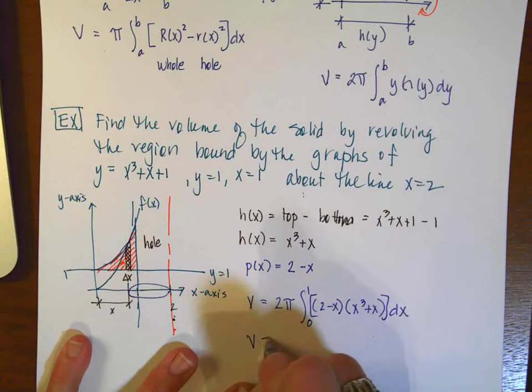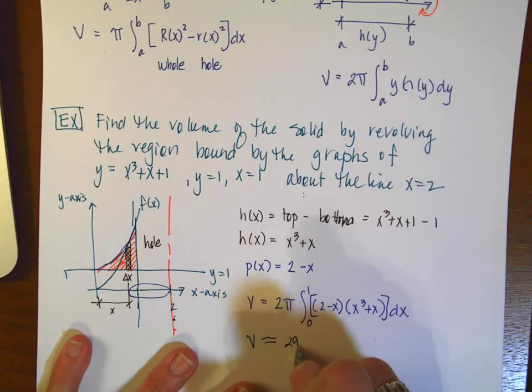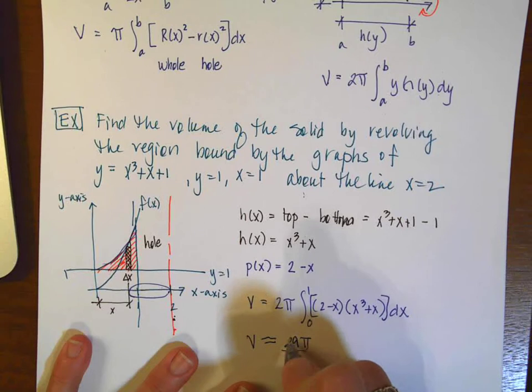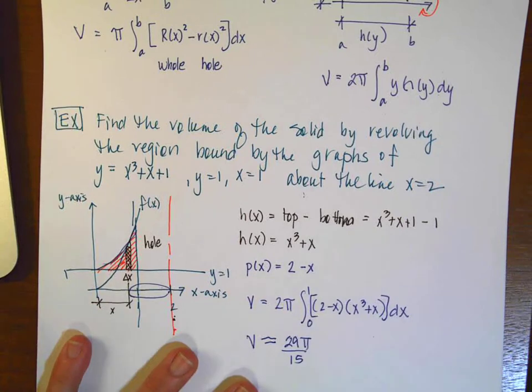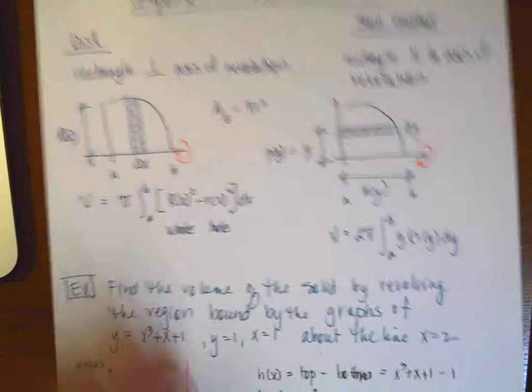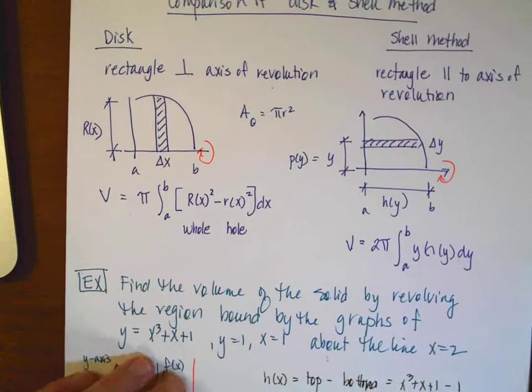And so the hardest part on this is getting it all set up. The actual act of integration is fairly straightforward. And then if you did all that miraculous math, I'm going to get 29 pi over 15, and that would be the volume of my revolved solid.